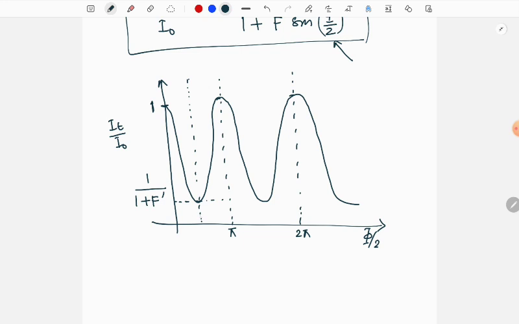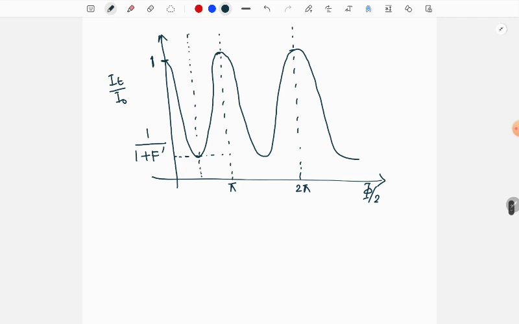So you have really nearly dark bands here. So these modes are not supported by the cavity at all, and that depends on f prime.